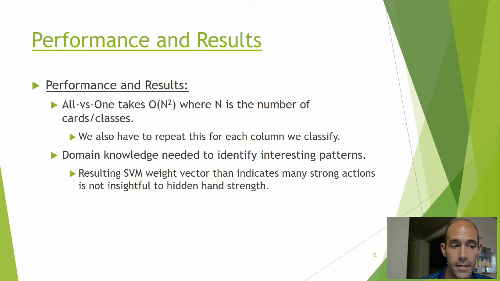Some of the performance seen in this project: since we are using all-versus-one, there are n squared classifiers, n being the number of output classes, and that's per column that we're trying to predict. Since we have 4 columns, two different cards and each card has a suit and a rank, there are a lot of classifiers that needed to be built and run during prediction. The resulting SVM weight vectors really need to be looked at by a domain expert. Some of them show very obvious playing styles, and it's not really interesting to report that. So all the SVM weight vectors need to be looked at by a domain expert to see if they're interesting or not.